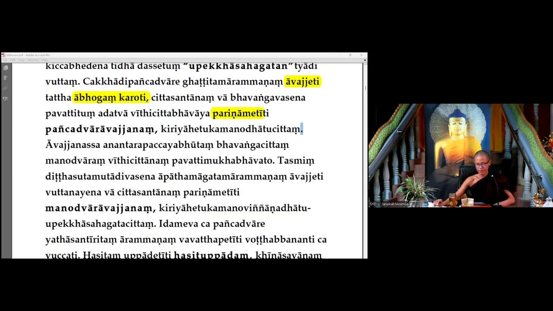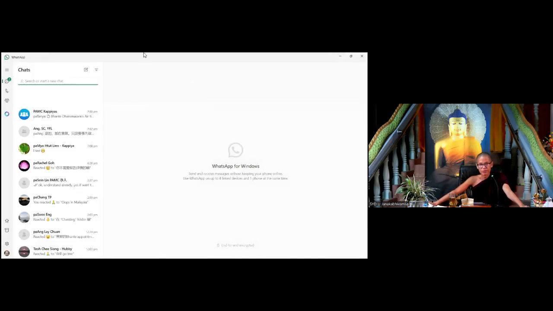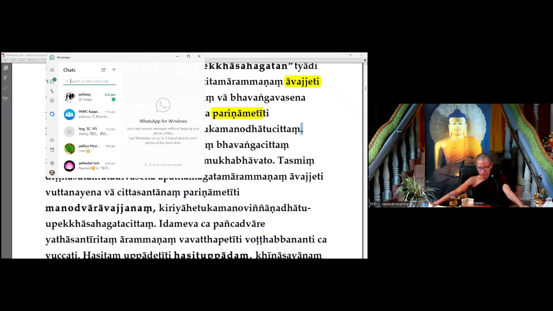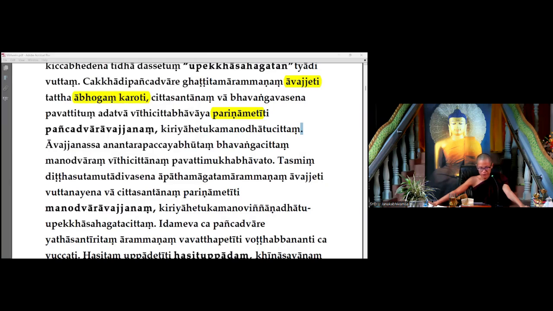We are teaching 18 Ahetuka Cittas. How to be 18? Akusala Vipāka: the result of Akusala is 7. Kusala Vipāka: the result of Kusala, which is Ahetuka, is 8. Ahetuka Kiriya is 3. 7, 8, 3. So altogether 18.